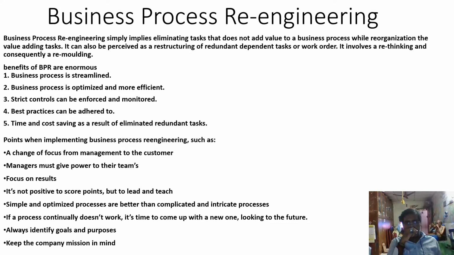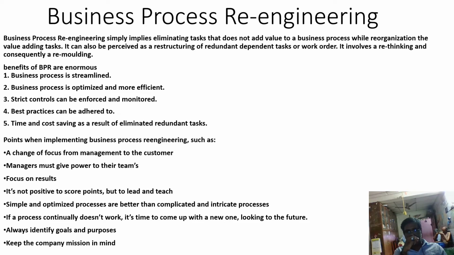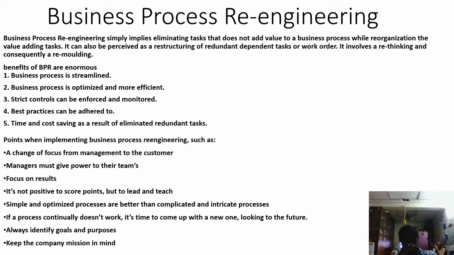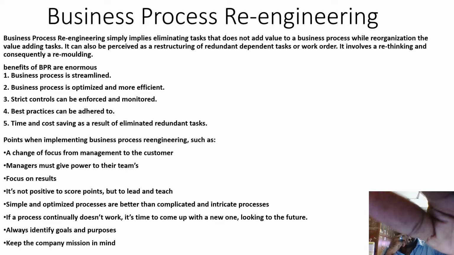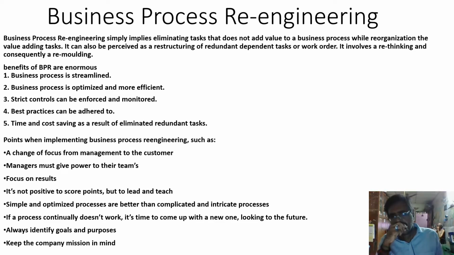For example, we can see a lot of companies going through the re-engineering process, right? You have to consider or observe some points when implementing business process re-engineering. That is, change of focus from the management to the customer. Managers must give power to the teams and focus on results. It is not about scoring points, but to lead and teach.